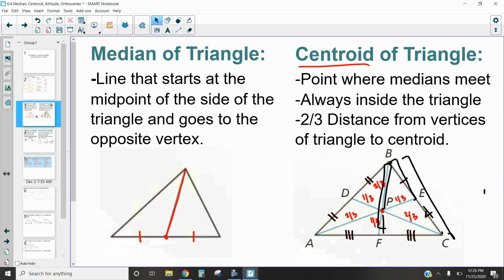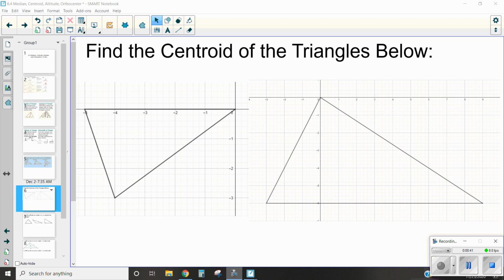Now let's go back. What is the median of a triangle? Well, the median of a triangle is the line that starts at the midpoint of the side of the triangle and then goes to the opposite vertex. So what we want to do is find the midpoint of each side on that coordinate grid, and then take that midpoint straight to the opposite vertex. And then the centroid will be that point where those medians meet. So let's go ahead and take a look at what these will look like.